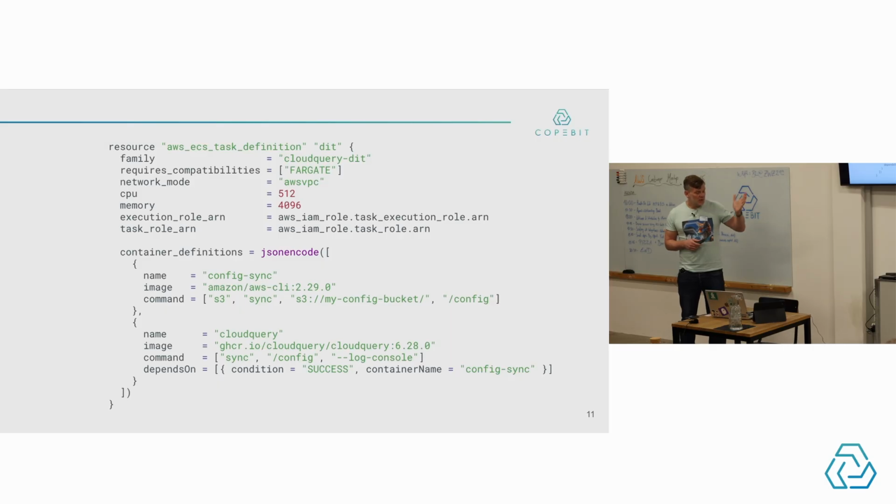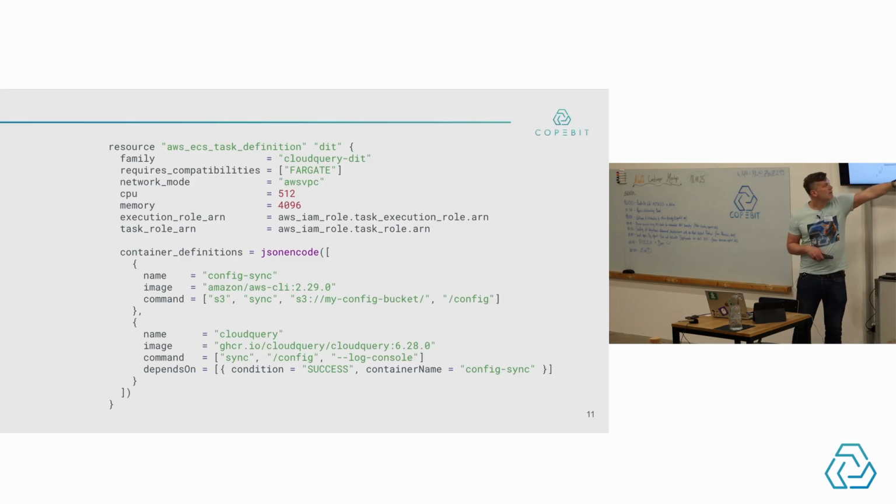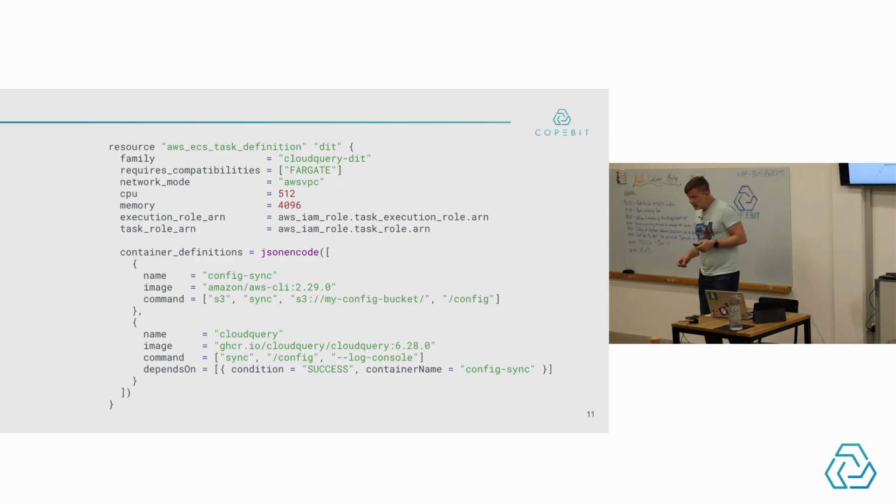So when the task gets started, we have a first container here that syncs some configuration from S3 into a shared volume between two images. And then when the config sync container has run, then the actual cloud query starts running and then gathers information from the different accounts and organizations. I removed the volume line there because of space reasons.